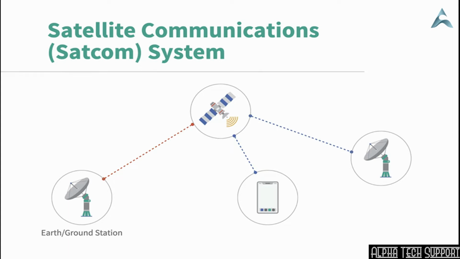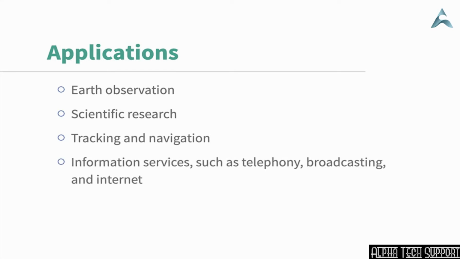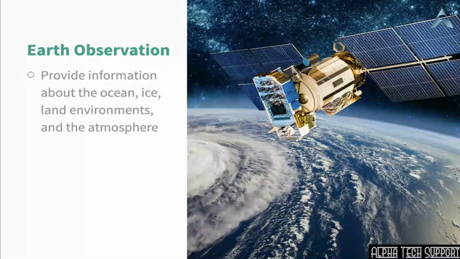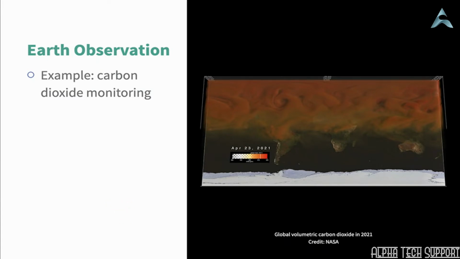Satellite communications are all around us, from Earth observation, scientific research, to tracking, navigation, and information services, including telephony, broadcasting, and internet. The Earth observation satellites are equipped with sensing instruments for various missions that provide essential information about ocean, ice, land environments, and the atmosphere. For example, satellite data has been used for air quality assessments through tracking smoke plumes and toxic gases, such as carbon monoxide and sulfur dioxide, as well as carbon dioxide.